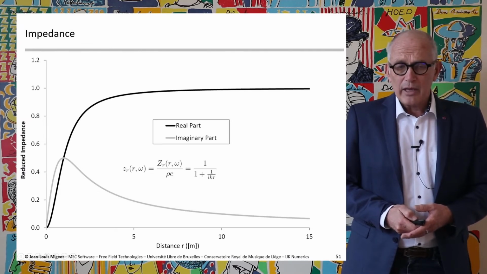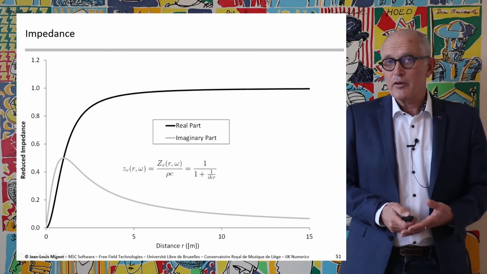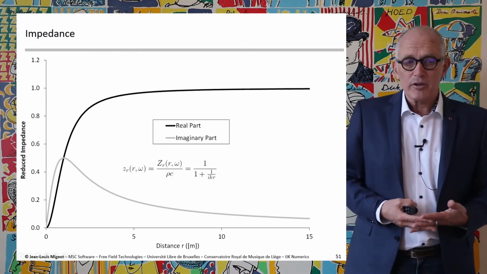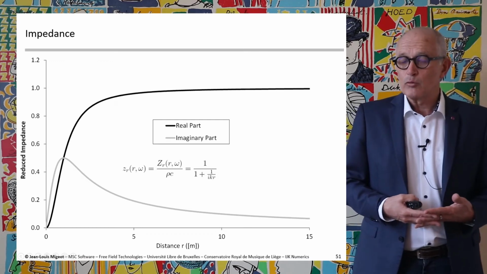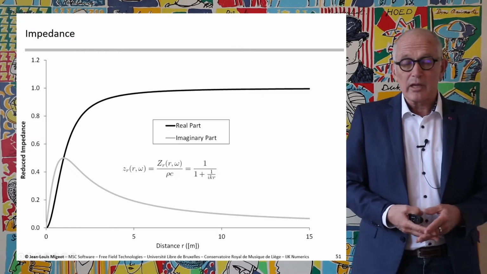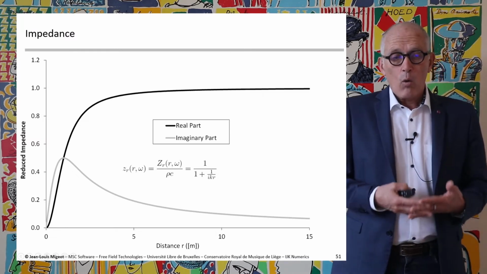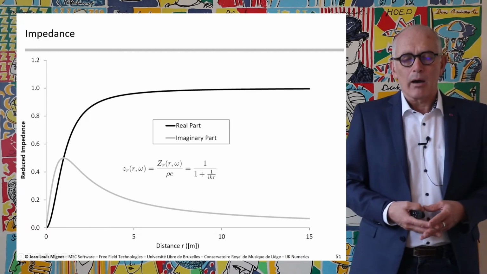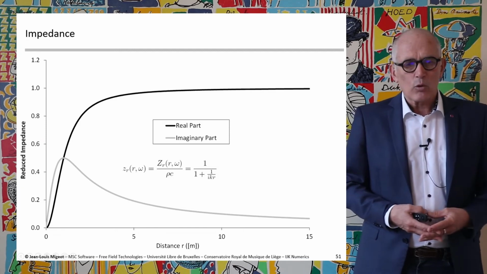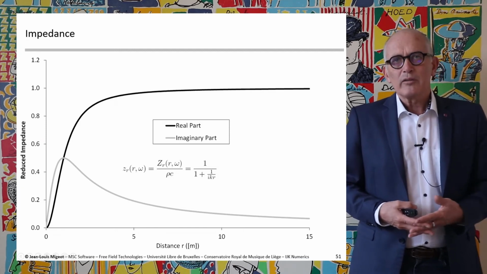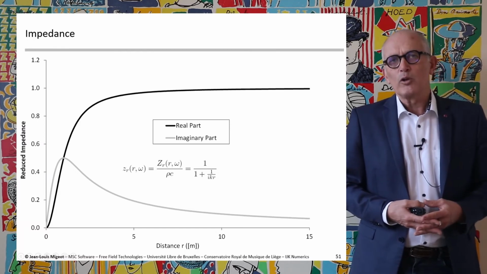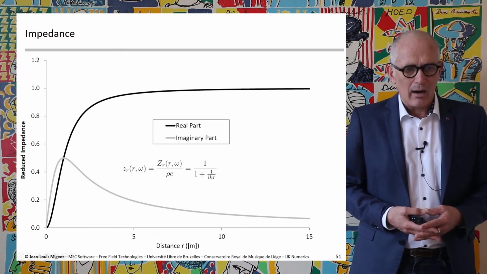Now we also may look at the impedance. The impedance has a very interesting variation. Again, it has a real part and an imaginary part, and what I'm showing here is not the impedance, but the reduced impedance, Z divided by rho c. And so we see it's just equal to 1 over 1 plus 1 over ikr. It may seem like a complex way of writing it, but you will see later on in the course that it is very appropriate to write things like that in a polynomial. Here it's a first order polynomial of 1 over ikr.